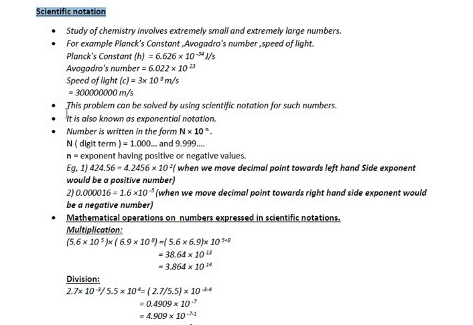Now what is scientific notation actually? Scientific notation is also known as exponential notation. Now how is it written? It is written in the form of N into 10 to the power n, where capital N, the digit term, is between 1 and 9.99 and so on, while small n is the exponent having positive or negative values. Let us take some examples so that you are able to understand it better.